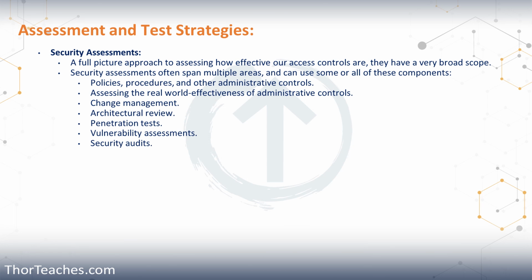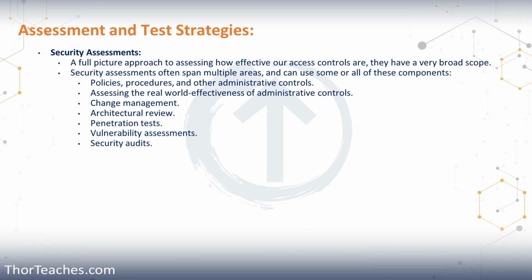We might also want to do architectural reviews, both physical and logical. And doing those reviews can help us spot some of the weak areas that we might have, the places where we need to improve our security posture. As part of our security assessment, we can also do penetration testing, vulnerability assessments, or just vulnerability scans. And then finally, we can use security audits, and those can both be internal or external.